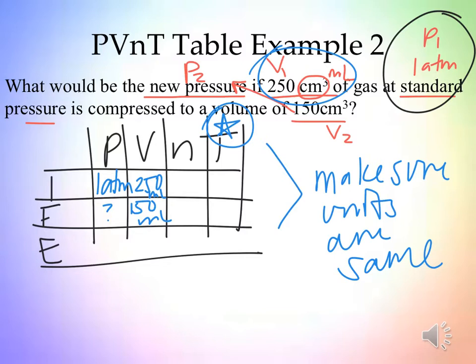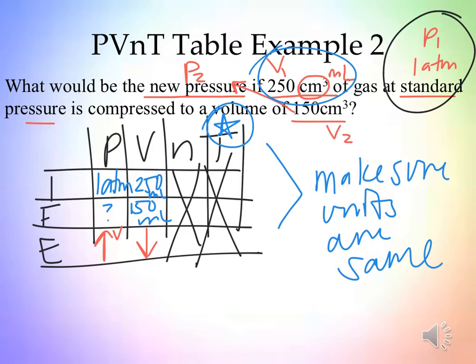So we now have our PVnT table filled in with the information from the problem. It said nothing about N, it said nothing about T, so we assume that they stayed constant. So now we're comparing P and V. When volume goes down, what has to happen to pressure? Well, if volume is going down, that means you are compressing the gas. You will then have more collisions. Your particles are going to collide more, which means that your pressure is going to go up. So it's going to go up due to volume.